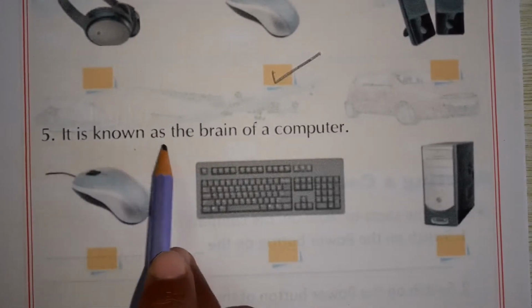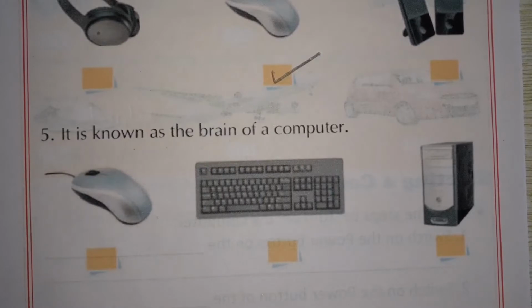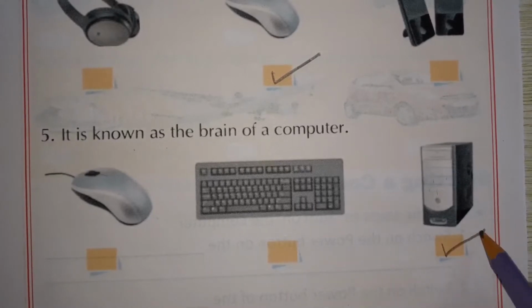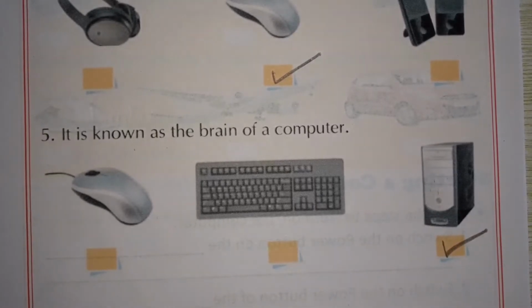It is known as the brain of a computer. Mouse is the brain of computer? Keyboard is the brain of computer? No. Then who is the brain of computer? CPU. So you tick here. CPU is the brain of computer. Understand? Okay.